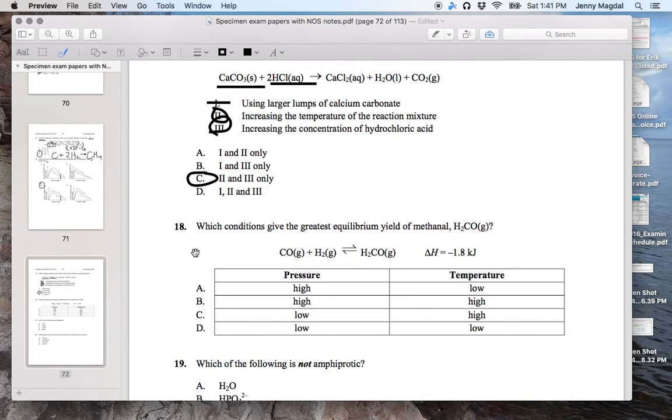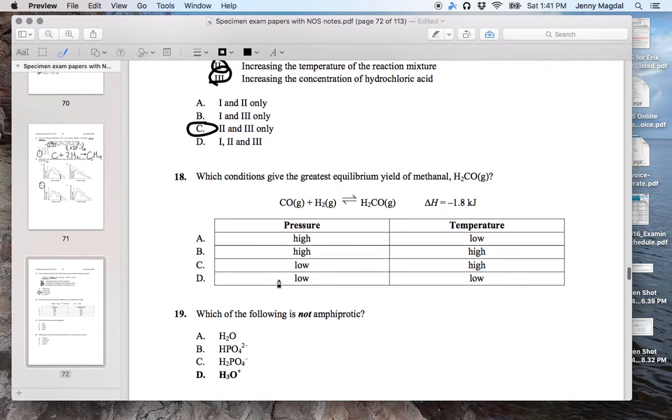Then we get to question 18. We've got an equilibrium equation here. I'm forming H2CO, but I'm also going in the reverse reaction and forming more of the CO and H2 at equilibrium. And I've got an exothermic reaction because I've got a negative delta H value. I've got gases. I've got 2 moles of gas on this side: 1 mole of CO2 and 1 mole of H2. On the product side, I have 1 mole of H2CO.